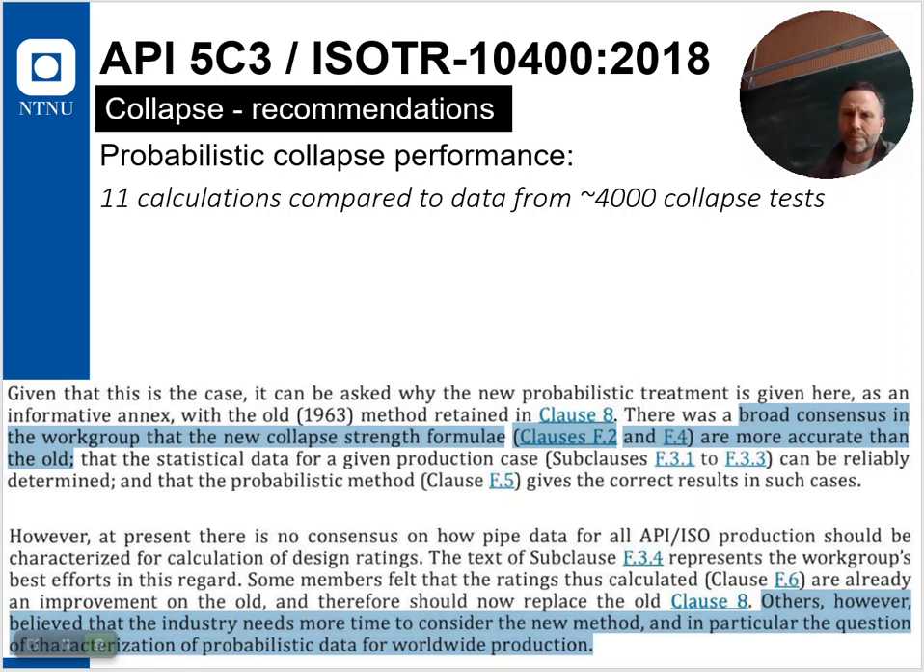The work group that made this, and it's a little bit embarrassing, they actually dedicated a full page in this standard, both API and ISO. I think it's something like 20 reasons why you're not going to use the API collapse calculation that is in the front, that the industry is using. That's kind of neat and interesting.